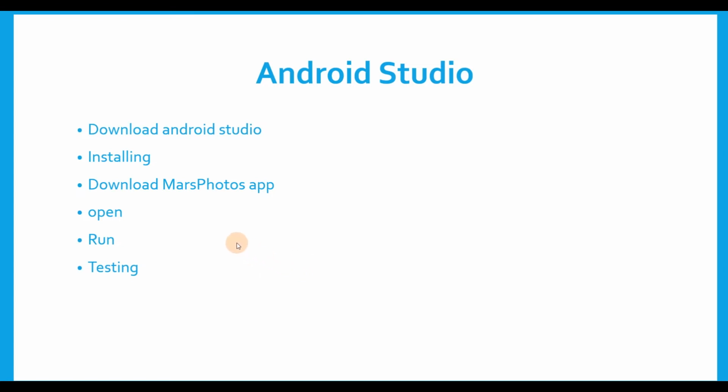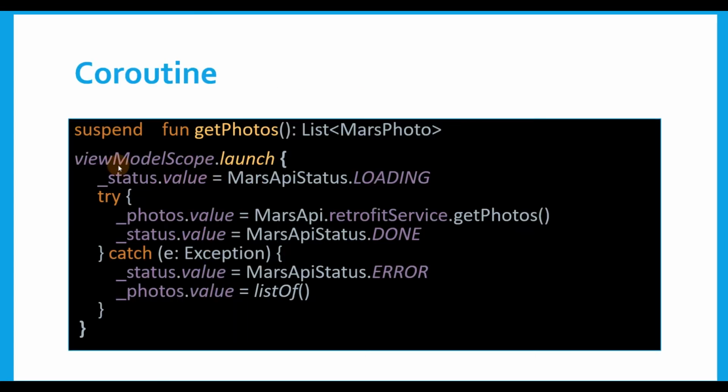But first, if you don't have Android Studio, you can download it. It's free and it's available for many platforms like Windows, Linux and Mac. Install it, and then you can get the Mars Photos app, also for free, from GitHub. Then open it, and we will go through specifically only this piece of code inside of this application.